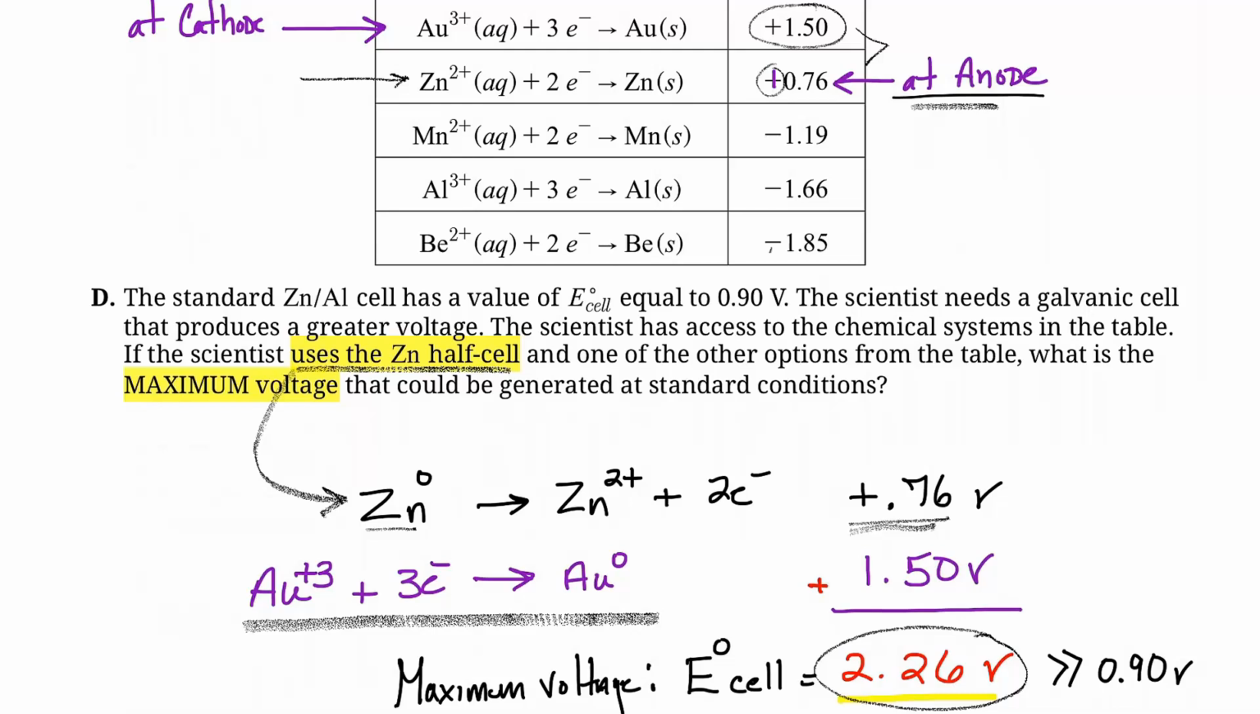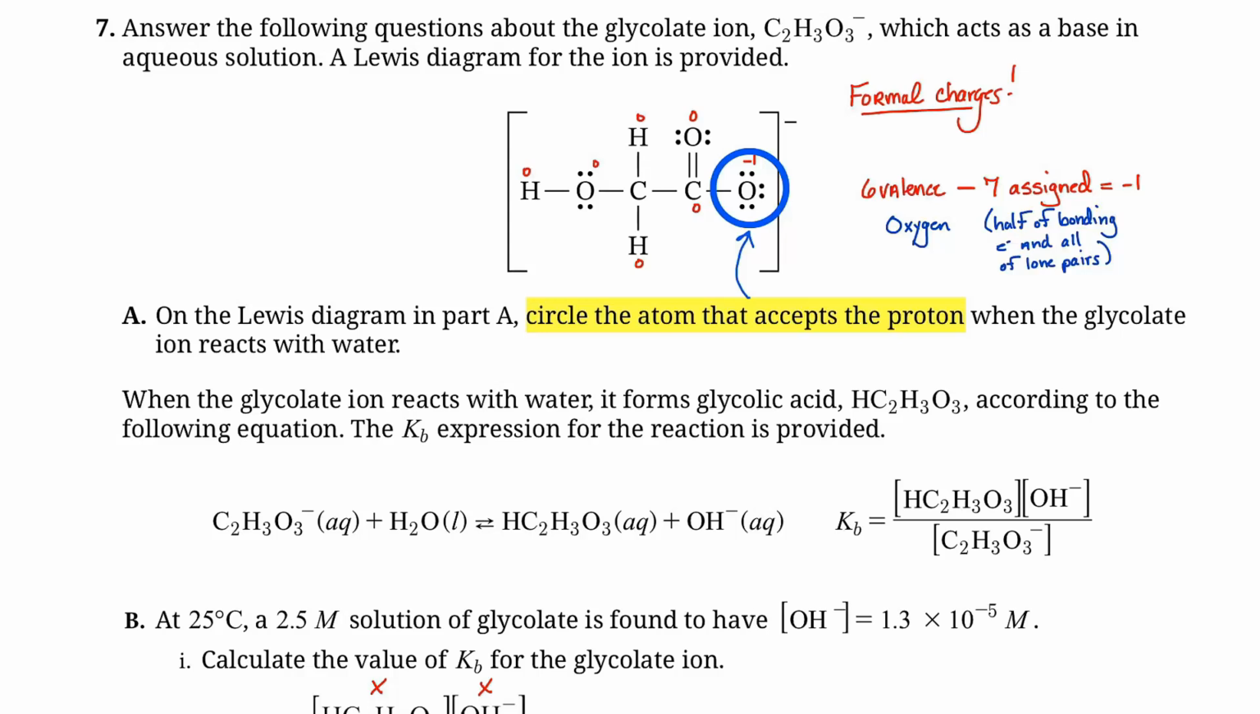So on to the last question, number 7, the final 4-point question of the FRQ. So here we go. They gave us a Lewis diagram of the glycolate ion, and they want us to circle the atom that accepts the proton. They're looking for the basic part of this ion. And the easy part to understand is, well, who's going to accept it? Well, we should know that bases are proton acceptors.